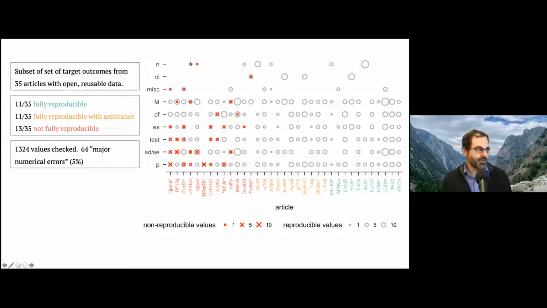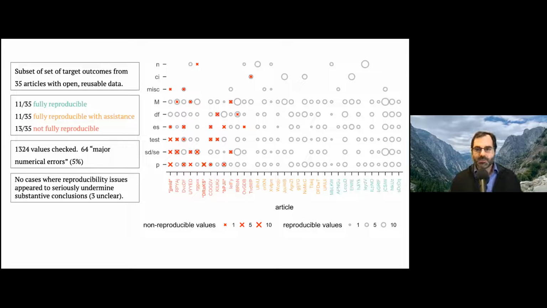We checked about 1,300 values with 64 major numerical errors, about a 5% rate. Critically, there was no case where the reproducibility issue appeared to seriously undermine the inferential conclusions, although in 3 cases that wasn't clear because we really couldn't figure out exactly what the right result should have been.